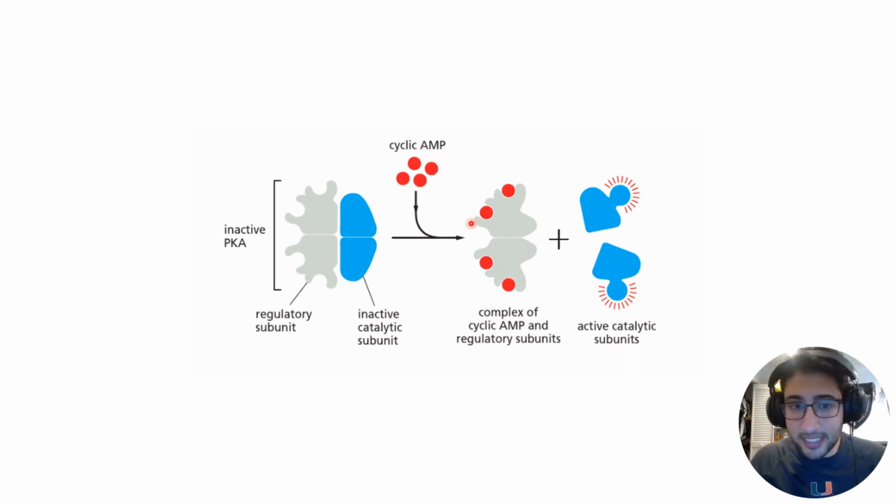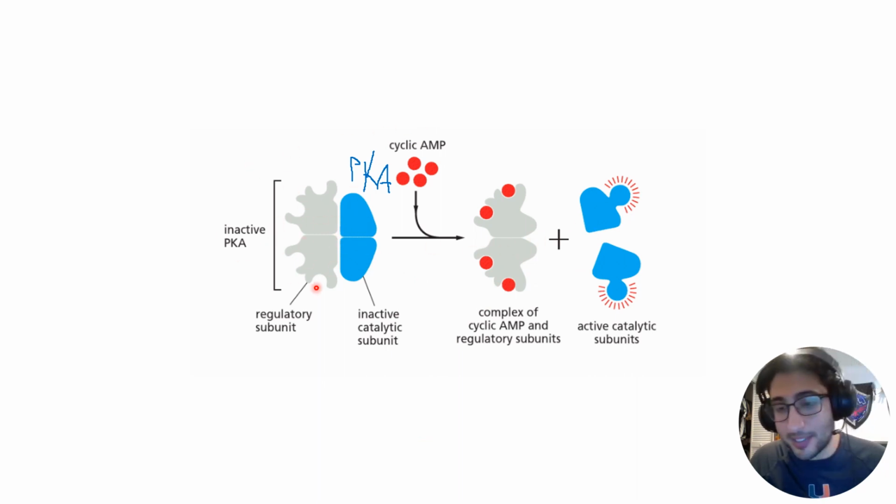Here you see the effect of cyclic AMP. So you see there are these regulatory subunits that are bound to these regulatory regions of protein kinase A. I'll write it here for you. This is protein kinase A, and it has these regulatory regions that are bound by a regulatory subunit. And cyclic AMP binds to the regulatory subunit to lead to active catalytic subunits, because these come off.